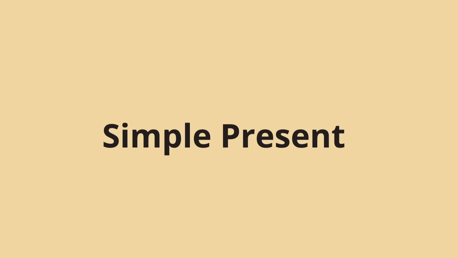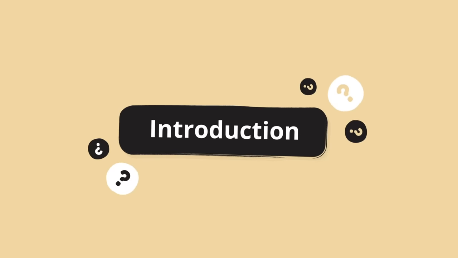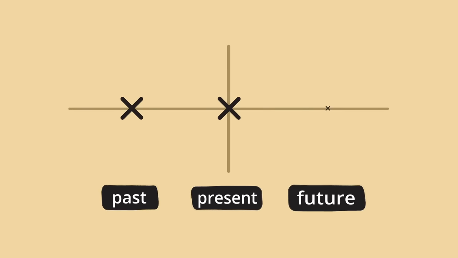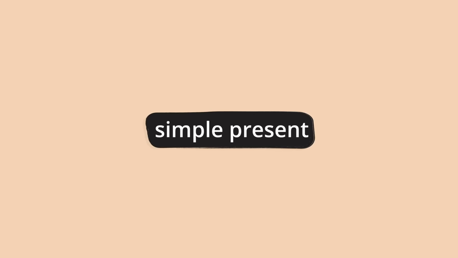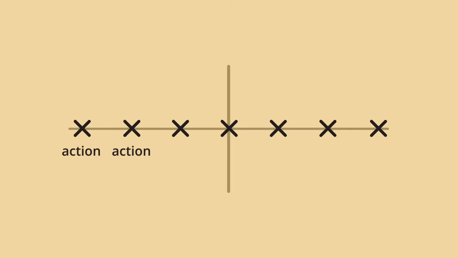Simple present. What are verb tenses? Verb tenses show the time that an action takes place. The simple present is a verb tense. We use the simple present tense for repeated actions. Repeated actions happen over and over again.